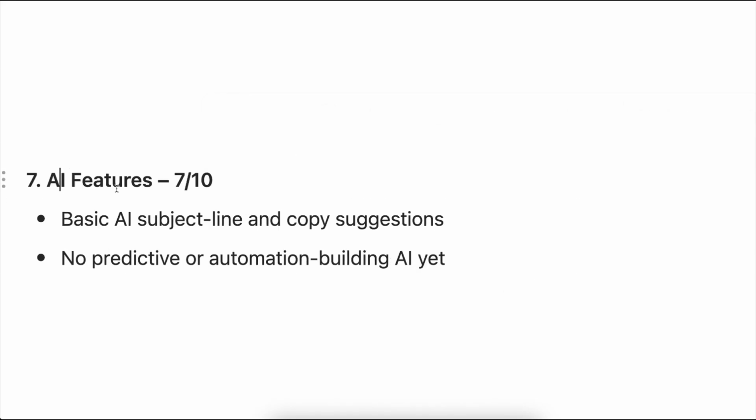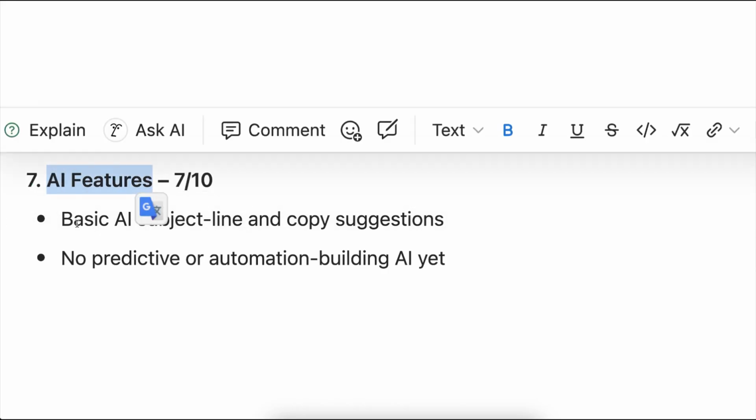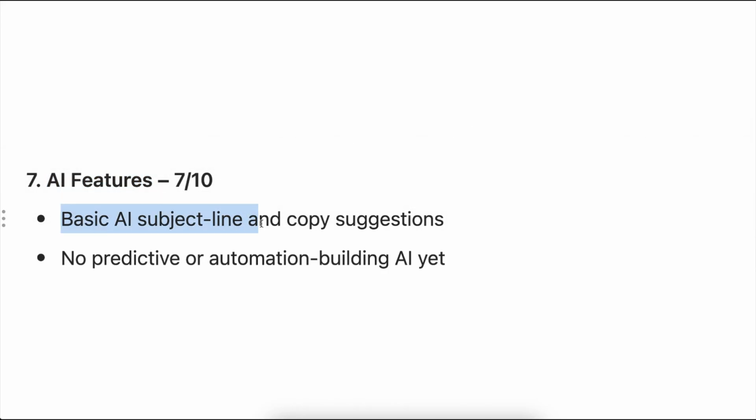When it comes to AI features, for now it just has a basic AI subject line generator and copy suggestions when you write emails. It does not yet have any predictive or automation building AI capabilities. However, most likely it's going to be developed in the future. So for now, I'll give it a 7 out of 10.